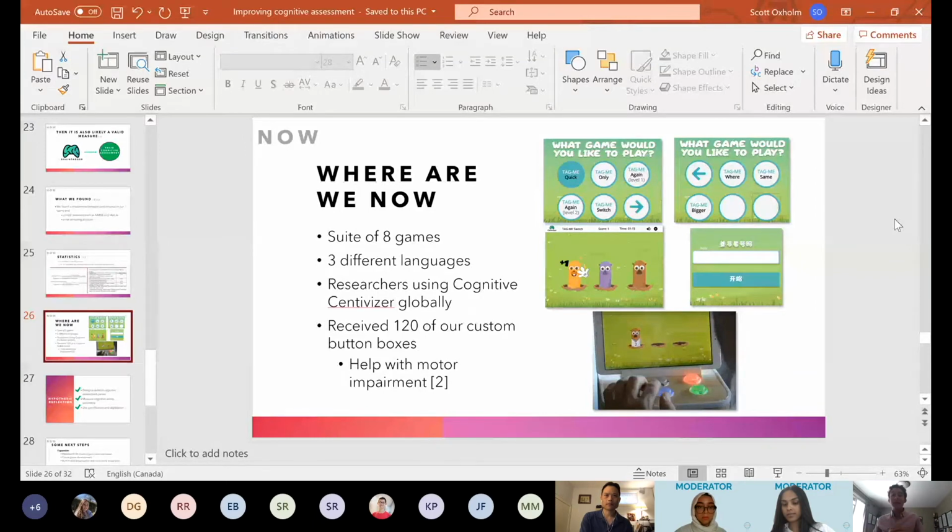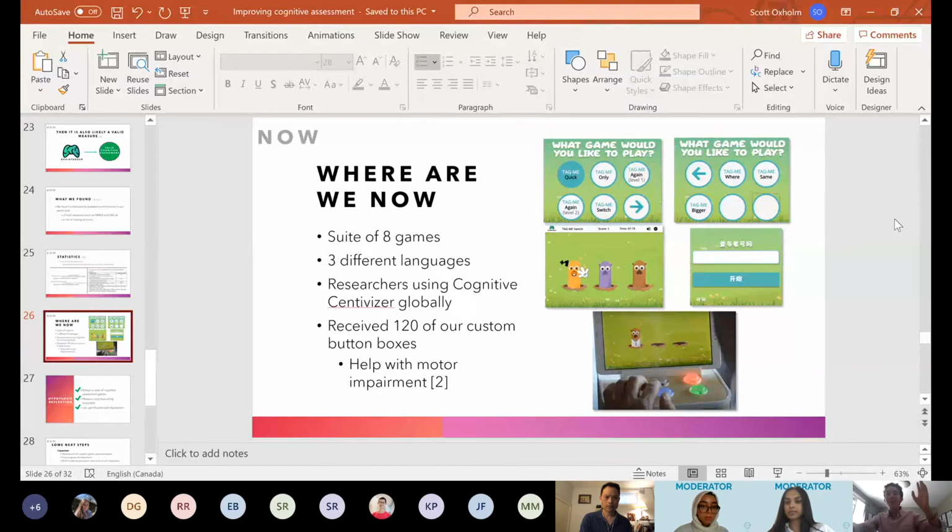And the final thing that I'd like to mention is that we recently received 120 of our custom button boxes, which is a really big differentiator for us with some of our competitors, because it helps with motor impairment. So folks that don't have the motor coordination for a mouse, but need the haptic feedback that isn't provided to them from a touch screen, it's a really great happy medium.